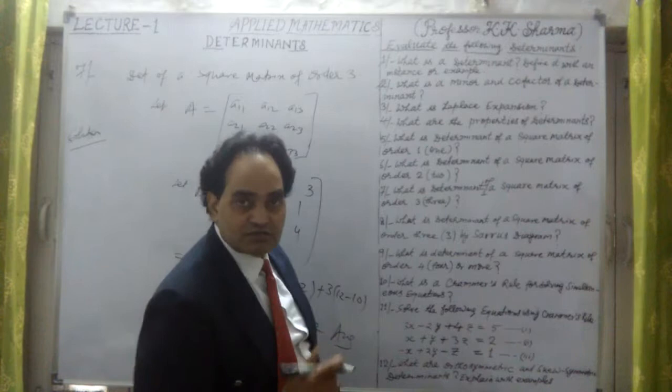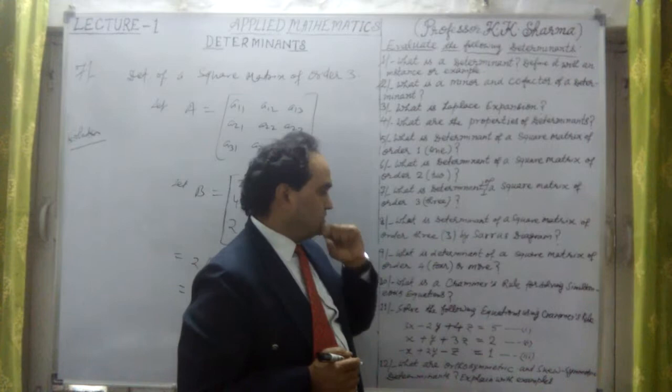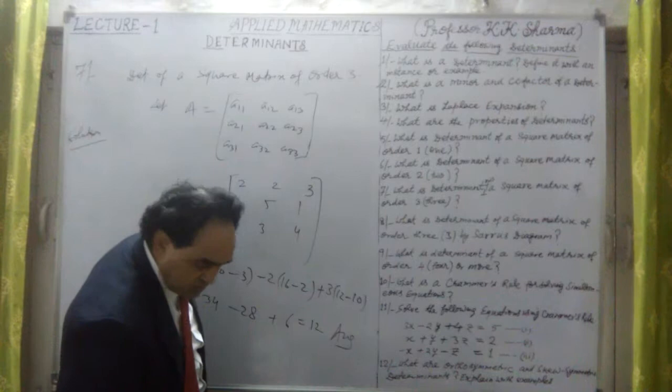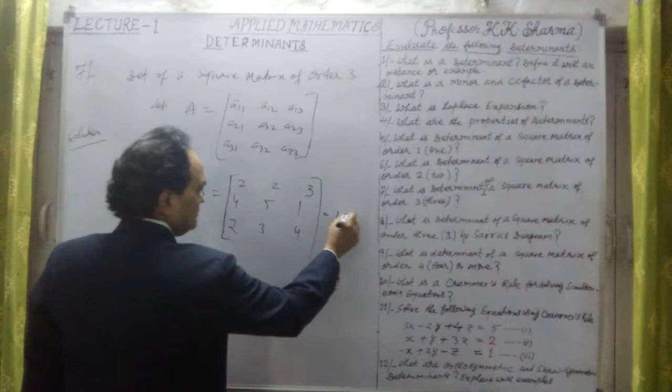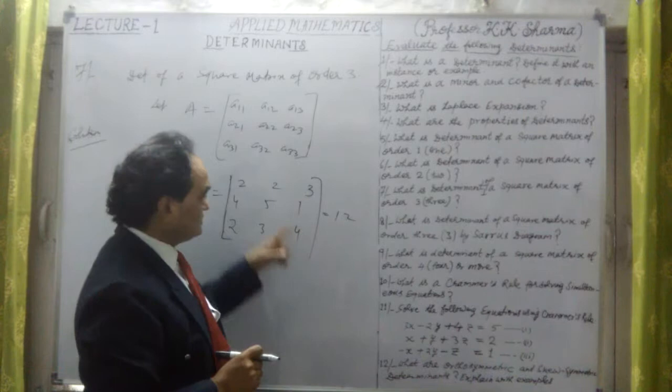This Sarrus method, Sarrus diagram. With the help of the Sarrus diagram, how do we calculate this answer? Let me take this answer here. Okay, so this answer is 12. If I take the same answer, this is 12, I have taken the determinant value of this as 12. I will explain this with the help of the Sarrus method.